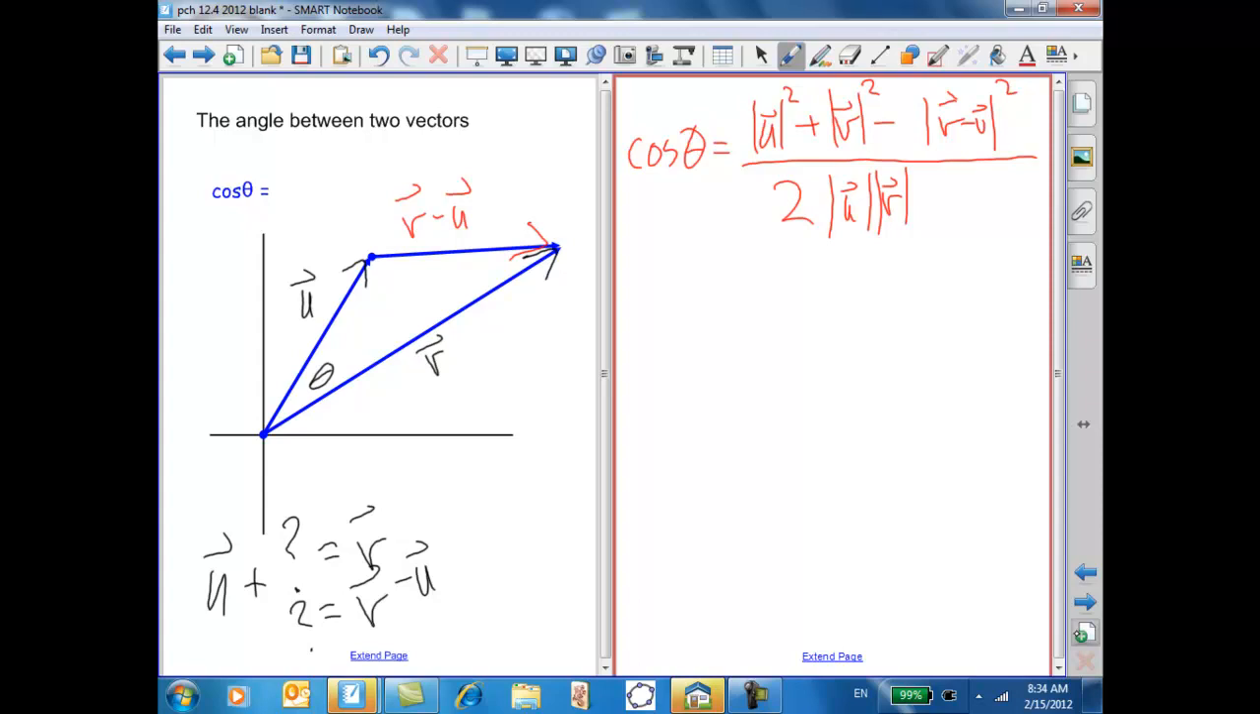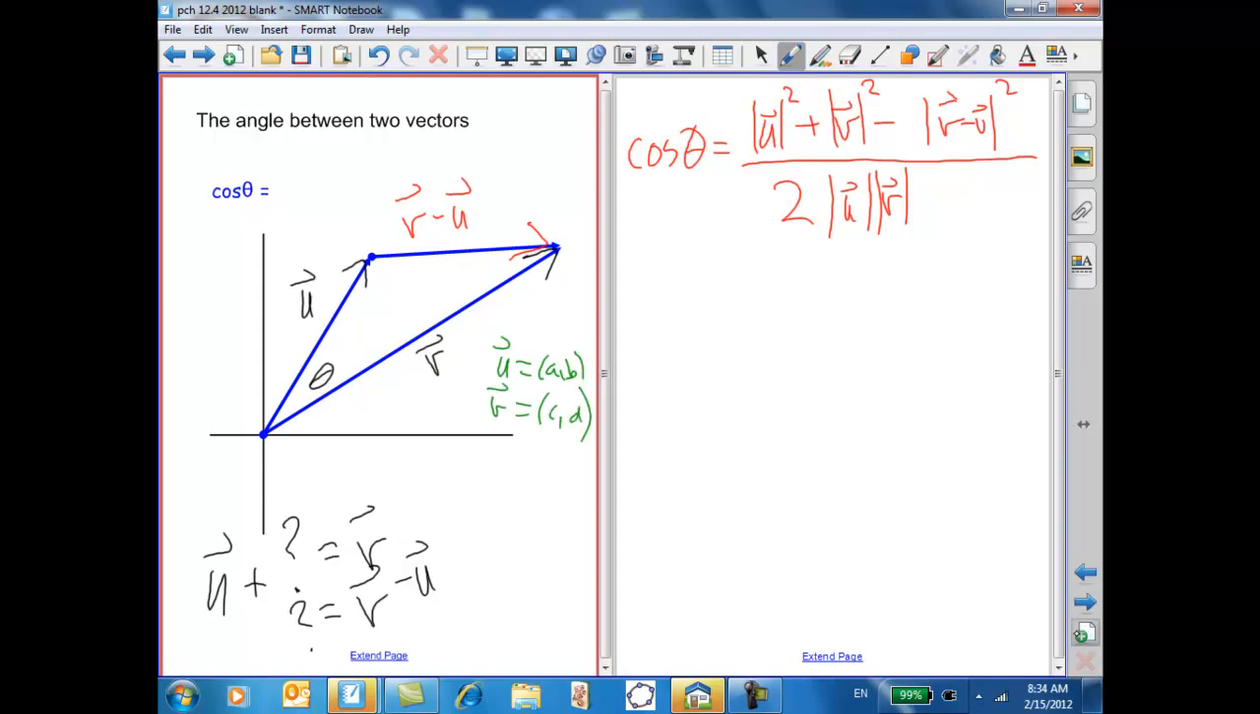And would it help if we replaced u and v with some components? Yeah, let's say vector u equals a comma b, right? And vector v equals c comma d.